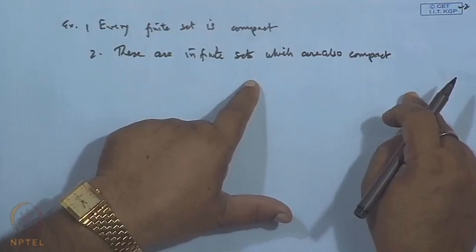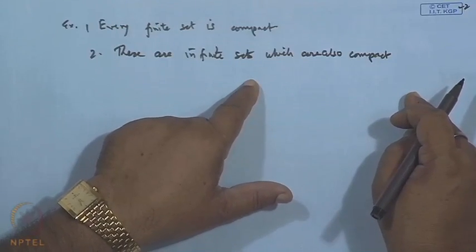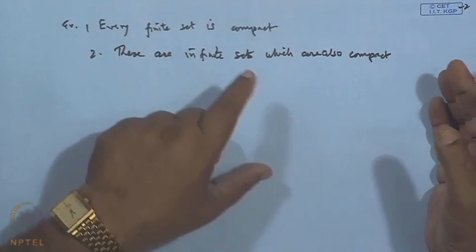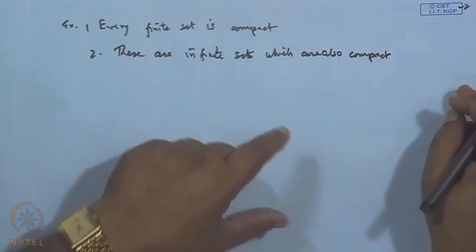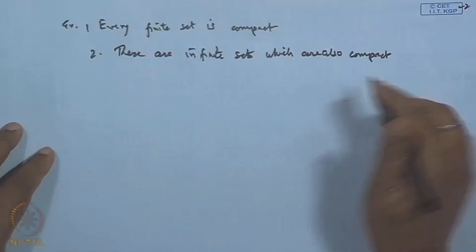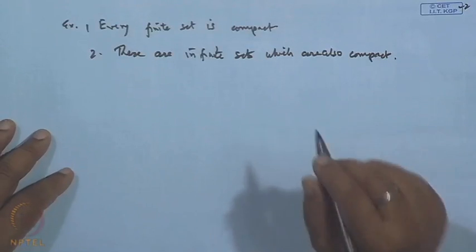Say, I just take an example of the set of all the real numbers in the interval 0 to 1. It is an infinite set, but it is compact, because we can choose, say, 2 or 3 intervals such that the union will cover the whole interval a b. So, we will see other examples for it.